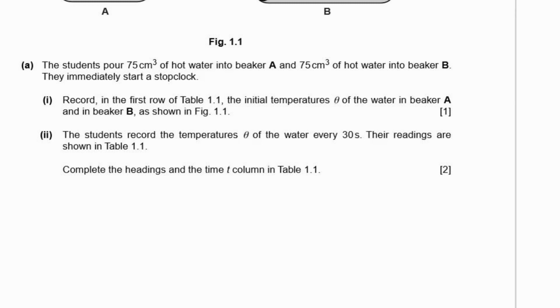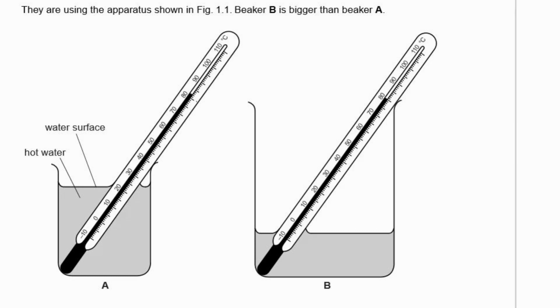A. The students pour 75 centimeters cubed of hot water into beaker A and 75 centimeters cubed of hot water into beaker B. They immediately start a stop clock. Record in the first row of table 1.1, the initial temperatures theta of the water in beaker A and in beaker B as shown in figure 1.1. Alright, so we're going to have to read the thermometers in the beakers. There we go, and if we look nice and close we can see that looks to be about 82 degrees Celsius. This one over here seems pretty much dead on 80 degrees Celsius. There we are. So let's put that information into the table.